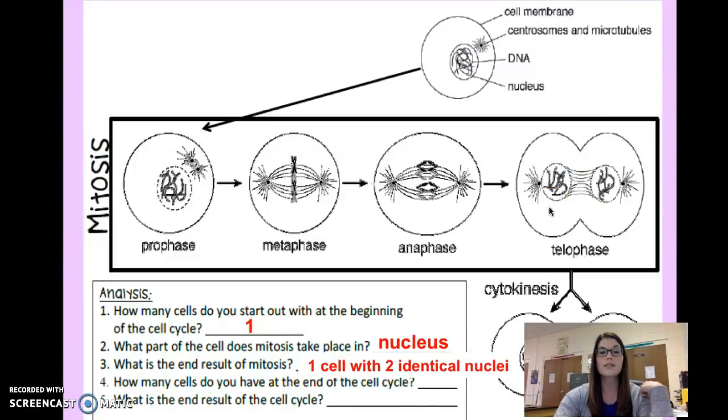Number 4 says, how many cells do you have at the end of the whole cell cycle? At the end of the cell cycle, during cytokinesis, we end up with 2 brand new cells. Again, they are identical to each other. And lastly, number 5, what is the end result of the cell cycle? So at the end of the cell cycle, we're going to have 2 separate but identical cells, and we call those the daughter cells. Okay, well that is mitosis and the whole cell cycle.